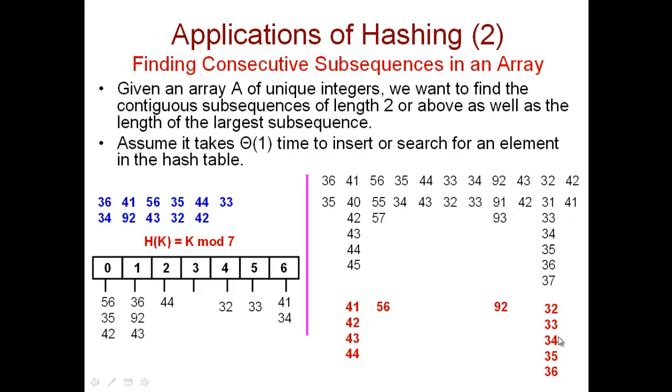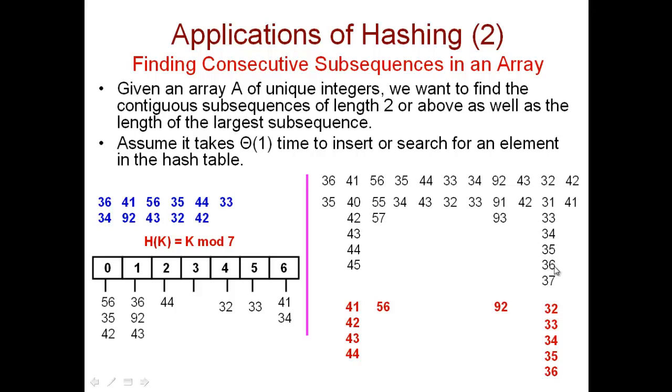Then check for 34. 34 mod 7 is 6, and it is there. So 34 is also part of the subsequence. 35 is also there. What about 36? 36 mod 7 is 1. It is there. Then 37 mod 7 is 2. 37 is not in the hash table. So that means it's not part of the array, and we should stop the subsequence check there.